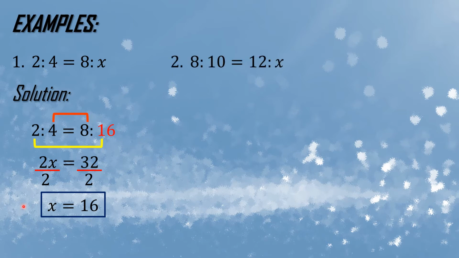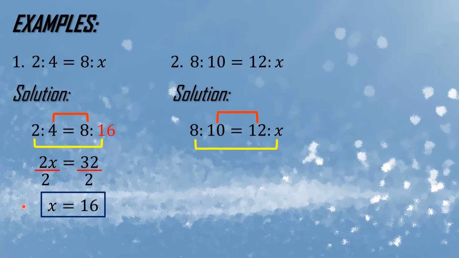Second example, 8 is to 10 is equal to 12 is to x. Again, ganun pa rin yung gagawin natin. Kailangan nating i-multiply ang means at ang extremes. So, simulan natin doon sa merong kasamang variable x. So, 8 times x is 8x and 10 times 12 is 120.